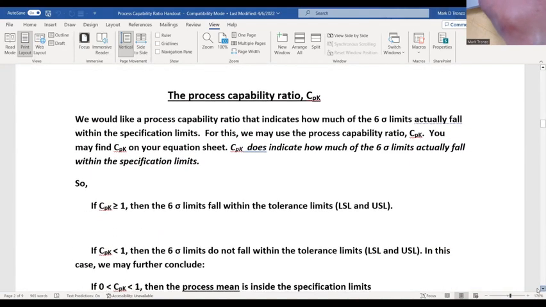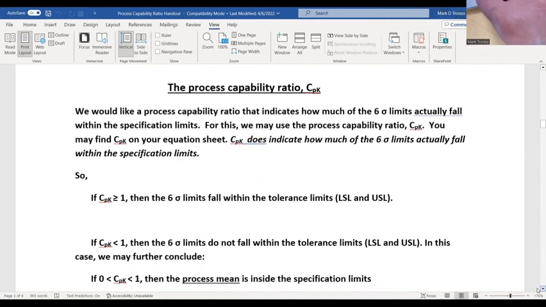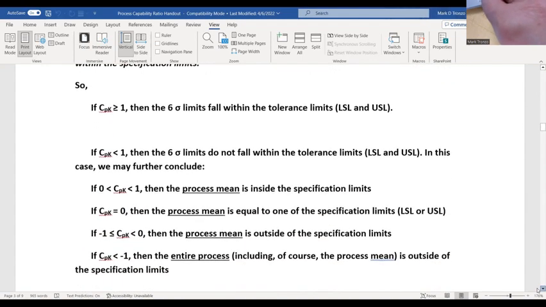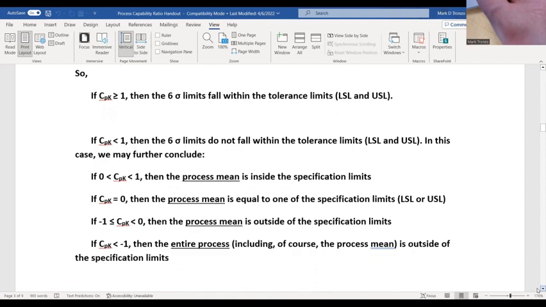Now, there's another calculation, called the CPK, as it says here. This will actually tell you how much of your process actually falls within specification limits. It doesn't only take into account the width of your upper and lower control limits, but also takes into account how centered everything is. So in this case, if the CPK value is greater than or equal to 1, then your six sigma limits fall within the tolerances. If it's less than 1, then they don't fall within the tolerance limits.